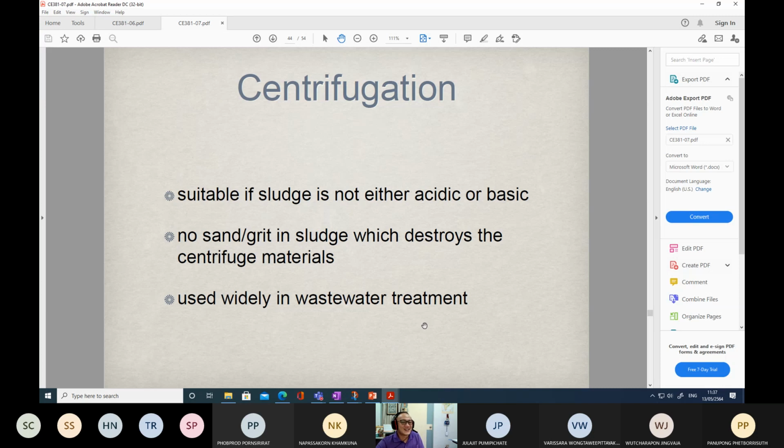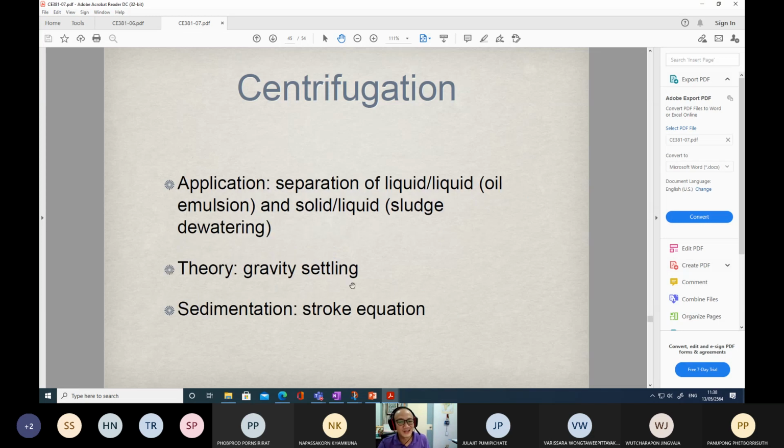Again, centrifugation. Centrifuges can also be used as dewatering facilities, but again, it's not commonly used. But maybe you can see centrifuges for sludge dewatering in a wastewater treatment plant, but not for the water treatment plant.